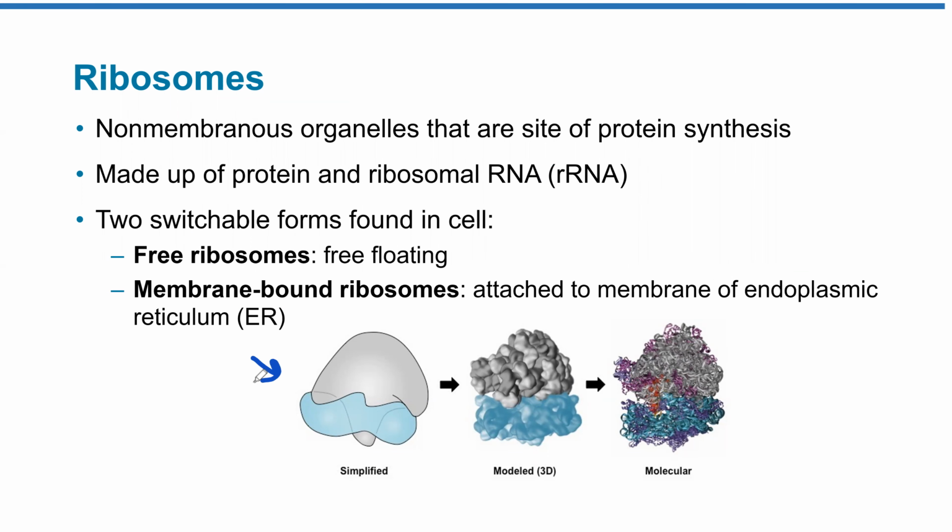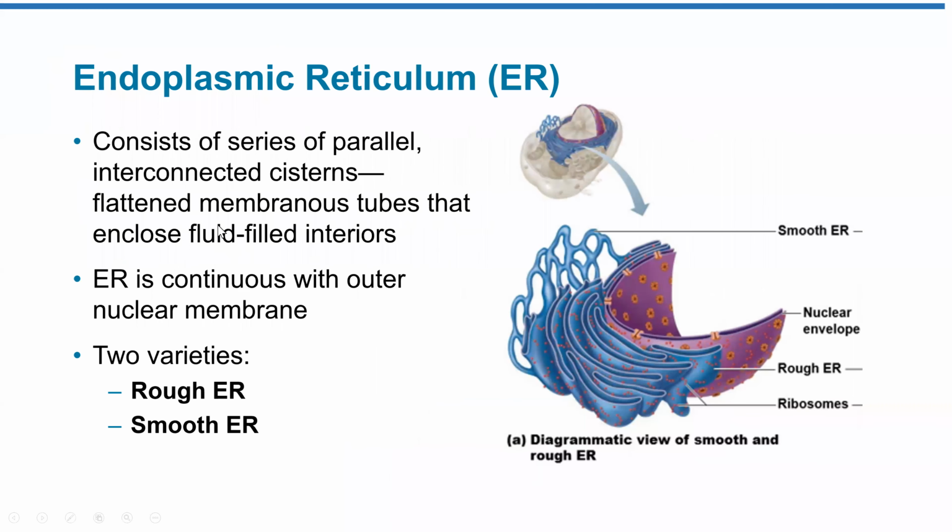And on the diagram over here, you can see two subunits of the ribosome, large and small subunit. Those are proteins, right? So here, and there is also ribosomal RNA inside this organelle. The endoplasmic reticulum consists of a series of parallel, interconnected cisterns, flattened membranous tubes that enclose fluid-filled interiors. So if you look at the picture over here, you can see the nucleus. So here's the nucleus. We have the nuclear envelope. That's the membrane of the nucleus.